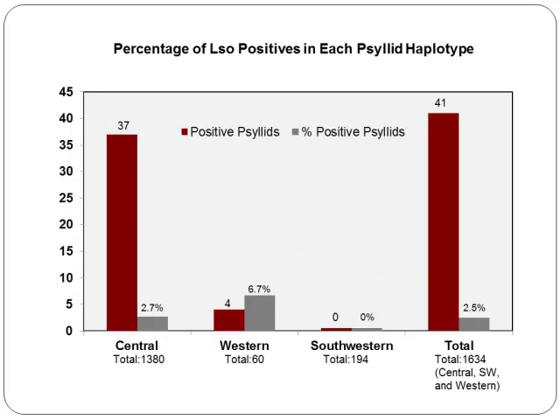So, why are we doing this psyllid haplotype work? Well, for many reasons. One of the reasons is to answer the question: is the percentage of LSO positives distributed evenly among the three haplotypes? The answer is no.